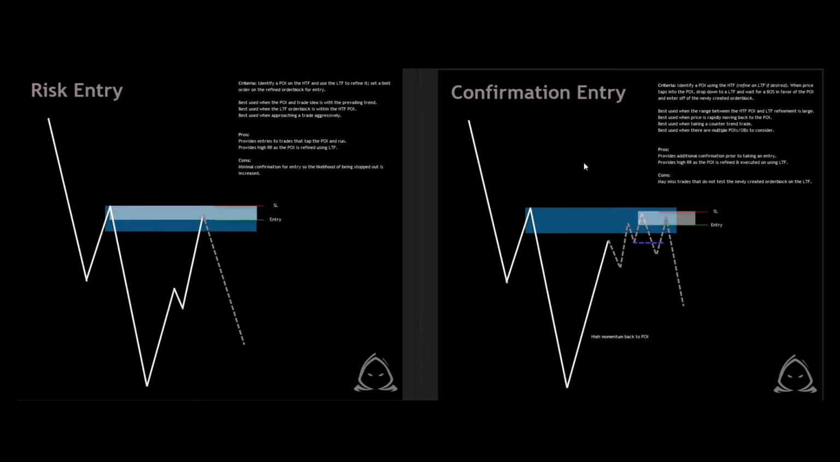The confirmation entry is best used when the range between a higher time frame point of interest and a lower time frame refinement is quite large. It's also best used when price is rapidly moving back to a point of interest, so you're seeing, for example, bullish momentum leading back to an overall selling point of interest.